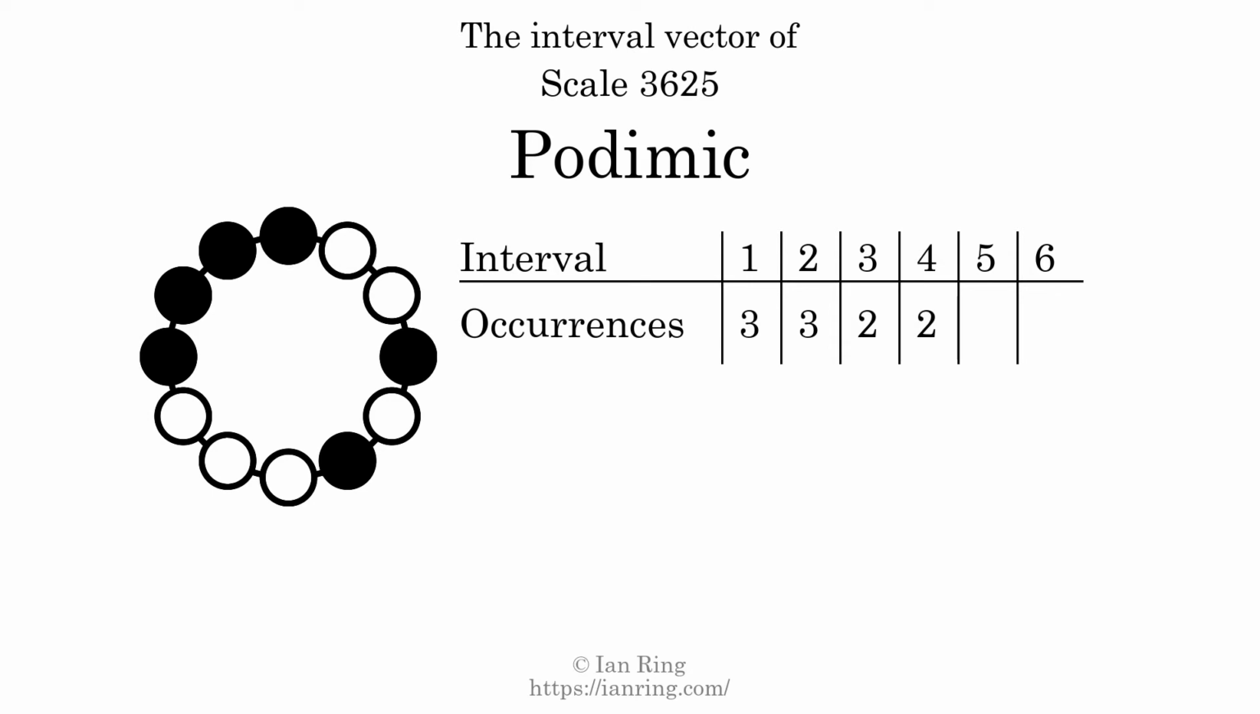There are 2 intervals with the size of 4 semitones. They are here, and here. There are 3 intervals with the size of 5 semitones. They are here, here, and here. There are 2 intervals with the size of 6 semitones. They are here, and here. Each interval does not appear in this scale a unique number of times, so this is not a deep scale.